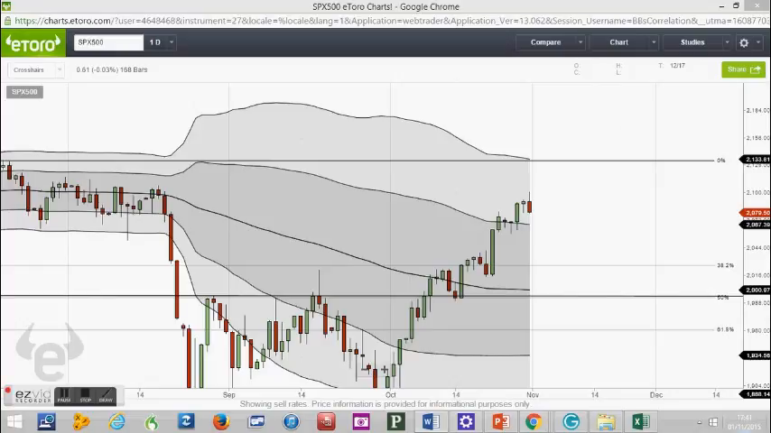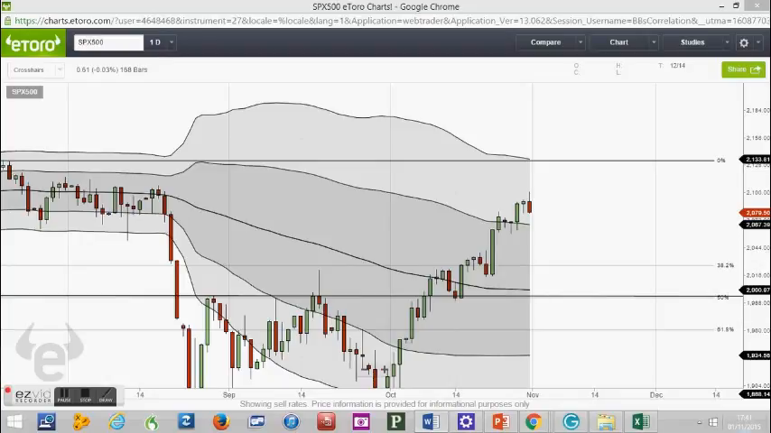So we'll go on now to look at how fundamentals from the past week have affected the correlation of the UK 100, S&P 500 and the DAX 30. It's a good way to view this week's fundamental news, as well as being a good platform.